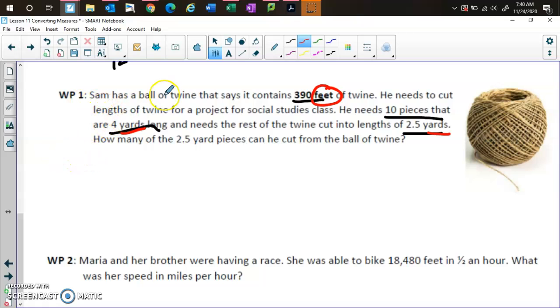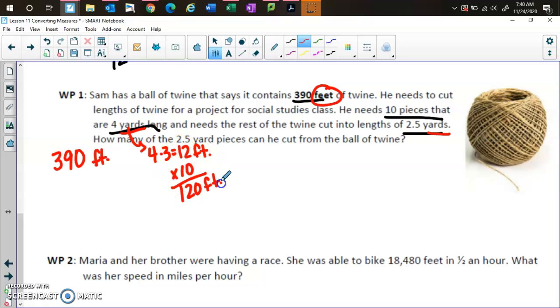So if we want to stick with 390 feet, for each one of these 4 yards, that's going to be 12 feet because there's 3 feet in a yard. And I need 10 of those. So I'm going to need to use 120 feet. So I'm going to subtract 120 feet because those need to be cut first. When I do that, I'm going to get 270 feet.